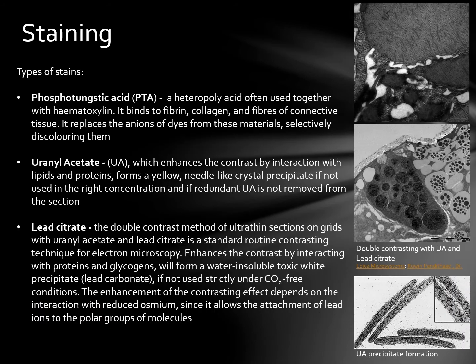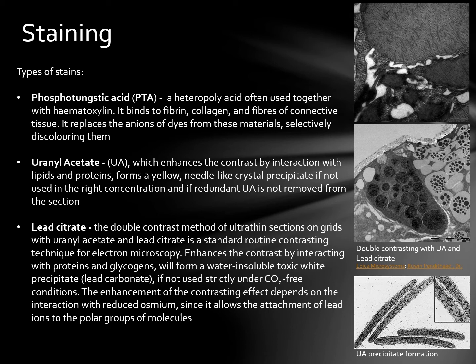There are a few types of stains. Phosphotungstic acid is a heteropoly acid often used together with hematoxylin. PTA binds with fibrin, collagen, and fibers of connective tissue. It replaces the anions of dyes from these materials and selectively discolors them.